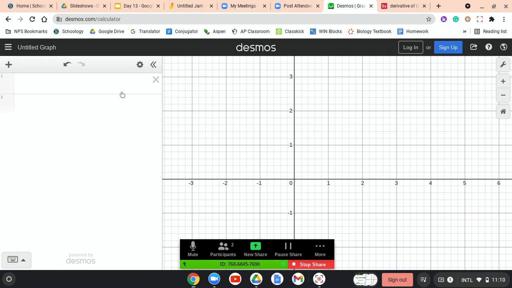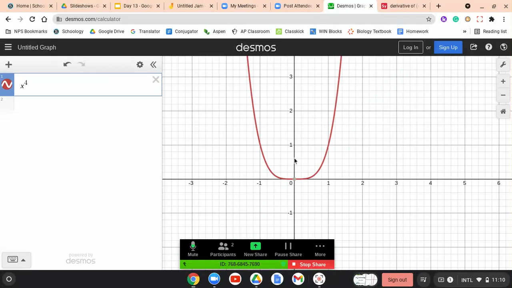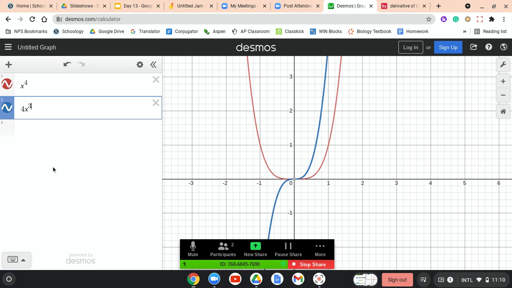All right. For example, let's look at x to the 4th. Would you agree it's concave up always? It's always curving upwards, this graph. Yes. All right. But at x equals 0, we could find the second derivative, right? The first derivative is 4x cubed. And the second derivative is 12x squared. You follow me on that? Yep.